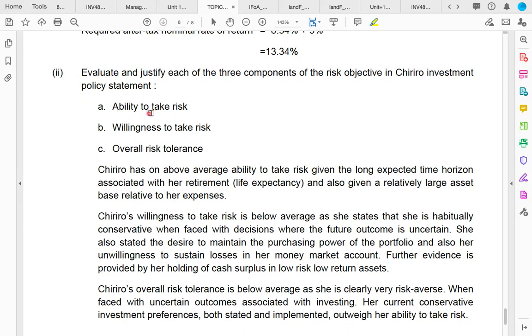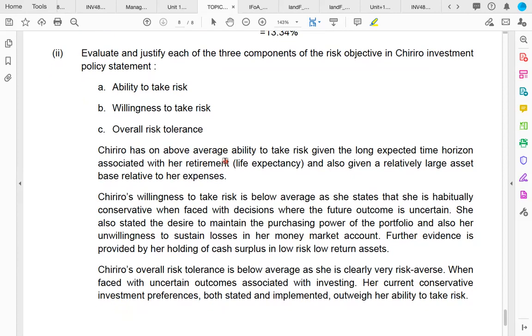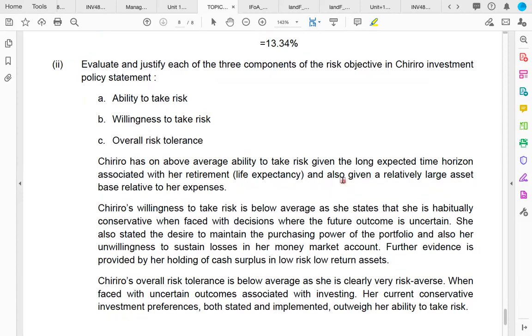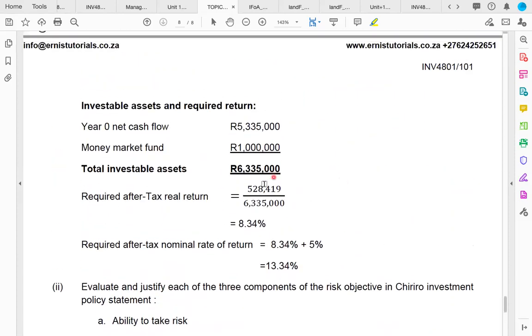We also look at the willingness to take on risk, which we gather when we listen to what the investor actually states and talks about. And then we combine the ability to take risk and the willingness to take risk to give us the overall risk tolerance. So here we're told Chiriro has an above average ability to take risk because she's got a long time until her retirement, including a life expectancy, and she also has a very large asset base.